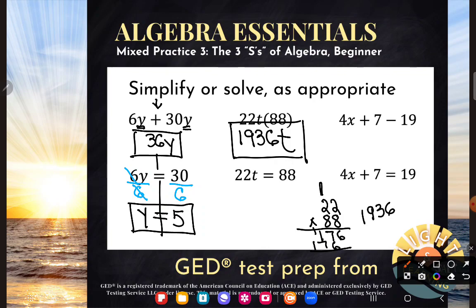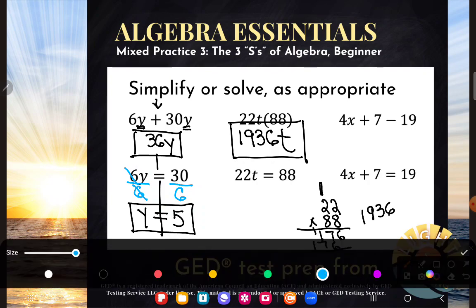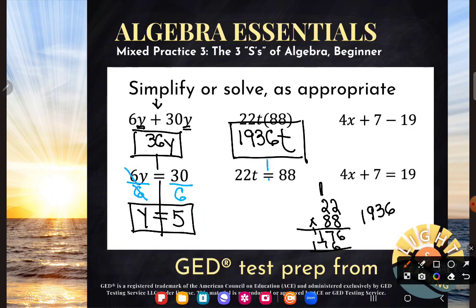Take a look at the next example. This time we see 22t is equal to 88. We've got two expressions set equal to each other. We have a relationship. We have the power to solve. We can do those opposites to get rid of things. And that's what we'll do.